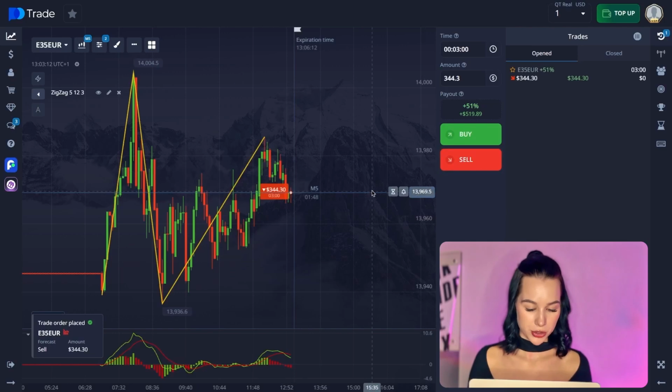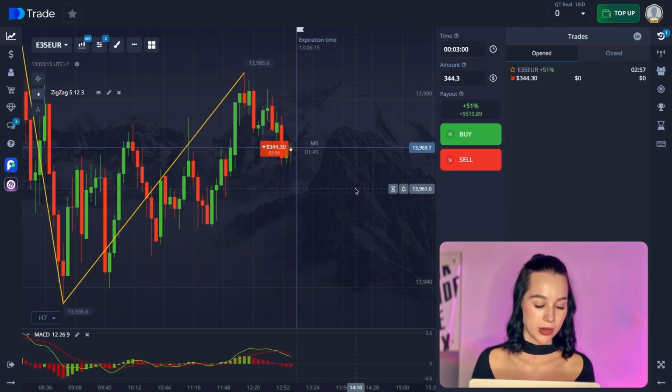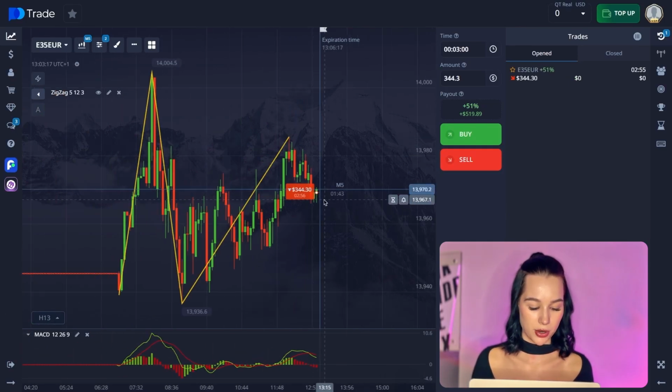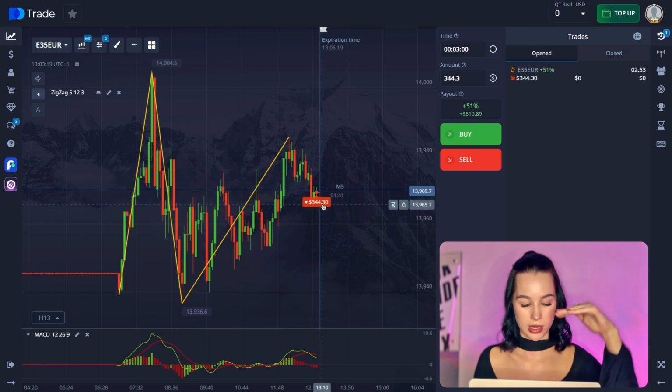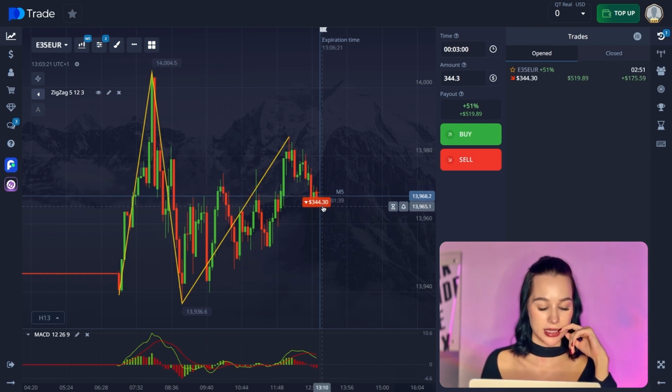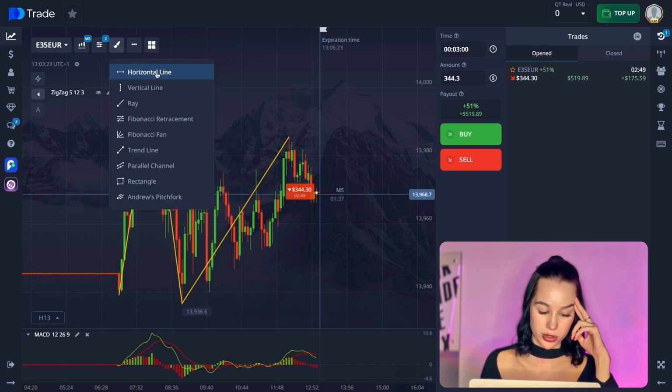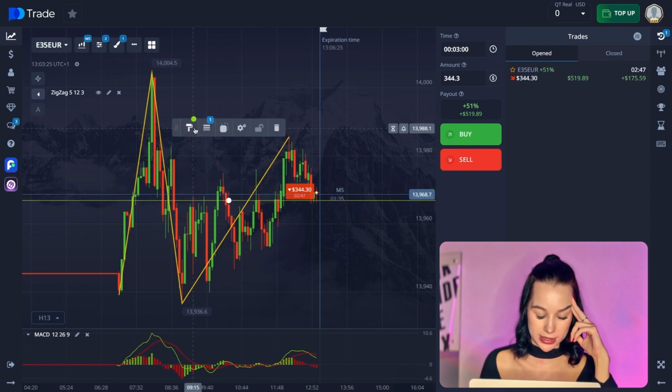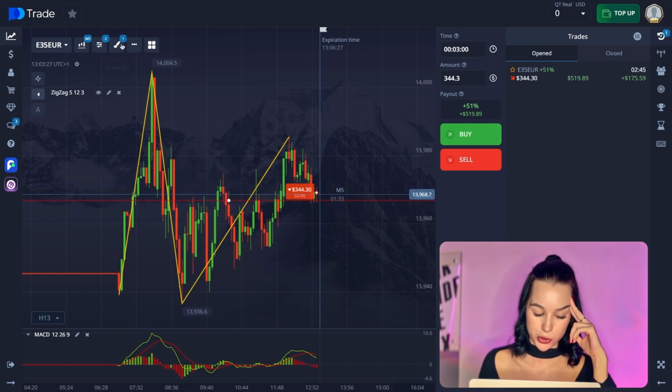So here we open a sell trade for 3 minutes. I will explain why. We can see by the zigzag that our price creates a new resistance level by this line, but it still hasn't shown us a pretty strong downward trend. But we can see it also by the MACD indicator. That's why it's good to use two indicators at the same time.